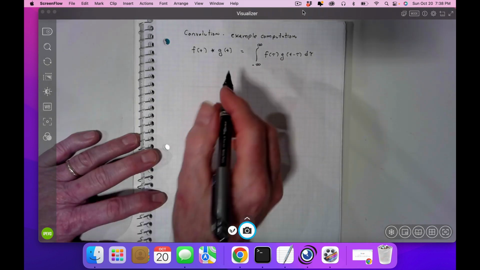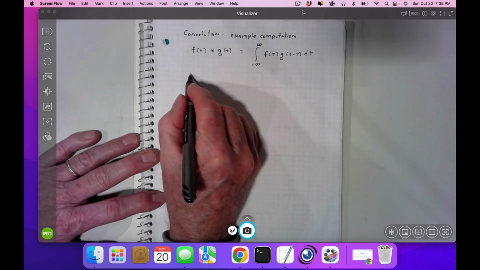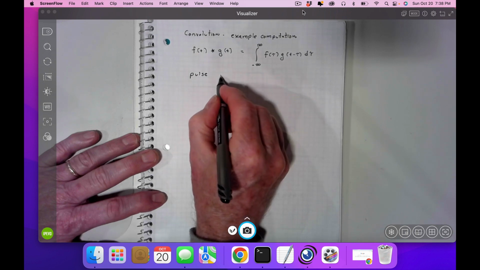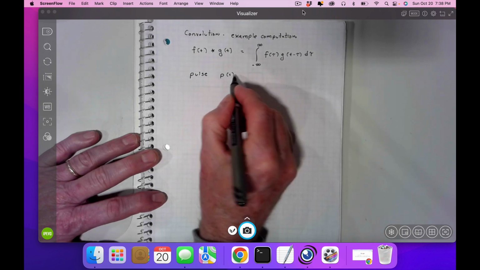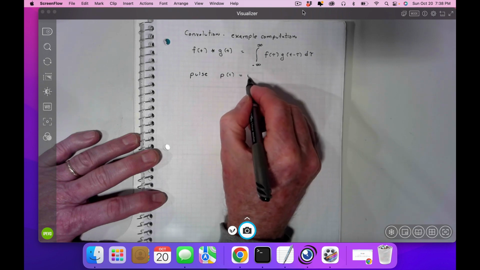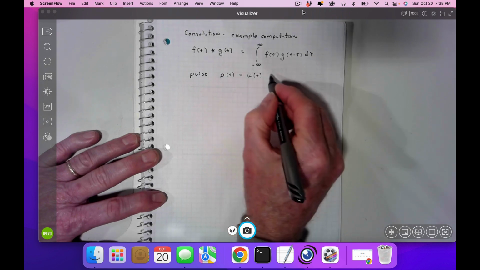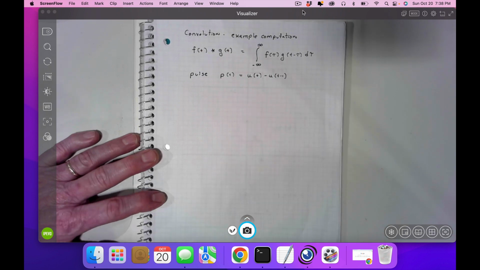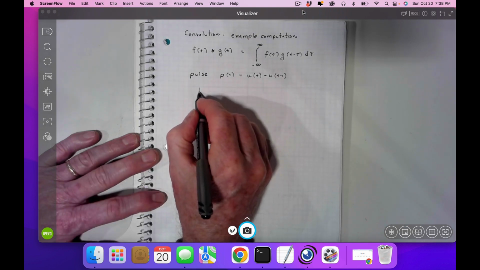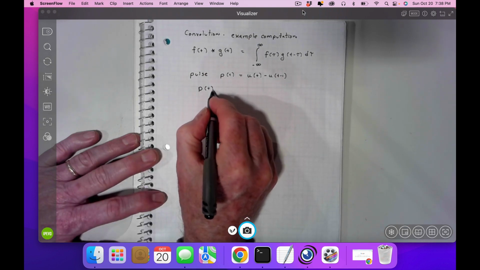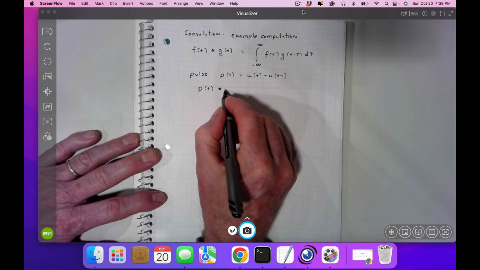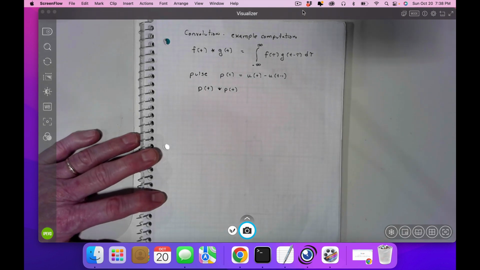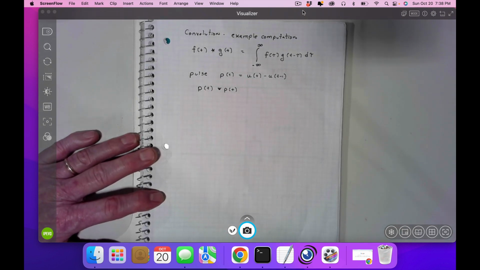Now for the example I want to do, I'm going to define a function which is a pulse. We'll call it p of t, which we will define in terms of the unit step function. It's going to be u of t minus u of t minus 1. And what we'd like to do is convolve that pulse with itself. And we're going to show, the result's going to be something pretty fundamental in engineering, and that is that if you convolve two pulses, you end up with a triangle.